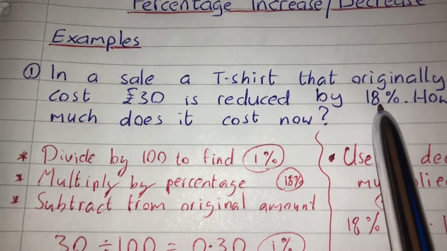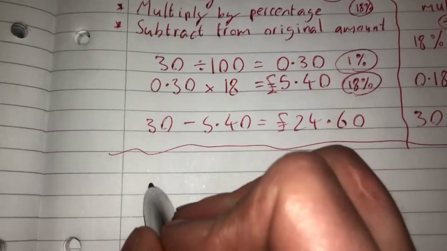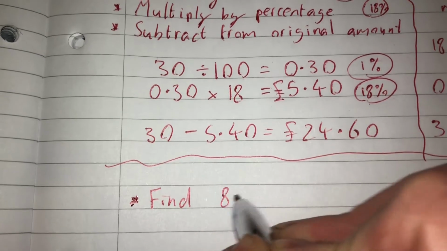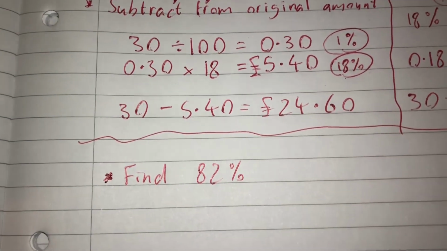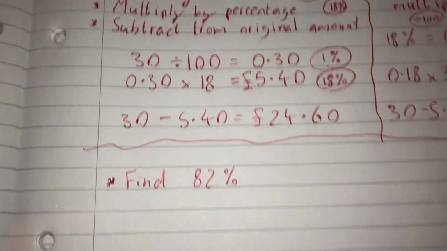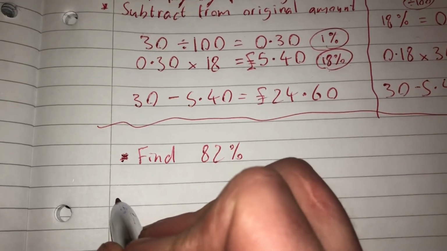If you consider that we're taking 18% off, well then that means the amount that's left is 82%. So we could find 82%. You could take the percentage away from 100 first off. We could just find 82%, because 82% is going to be the answer that we're looking for. So you can use that.